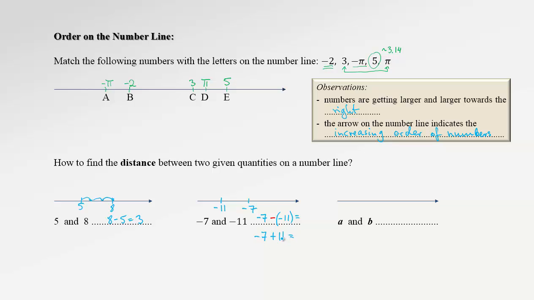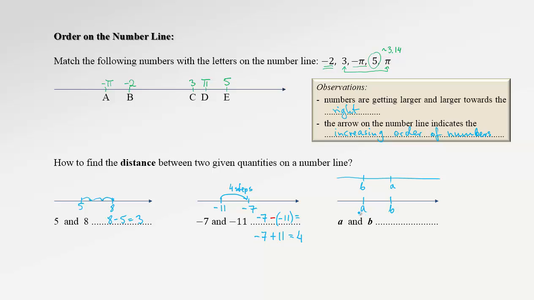So we have -7 plus 11, that's 4. Therefore, -7 is 4 steps away from -11. This distance is 4 steps. Okay, that's fine. But what if we have two numbers a and b, and we have no idea if a is smaller than b or the other way around? For example, b could be smaller than a.